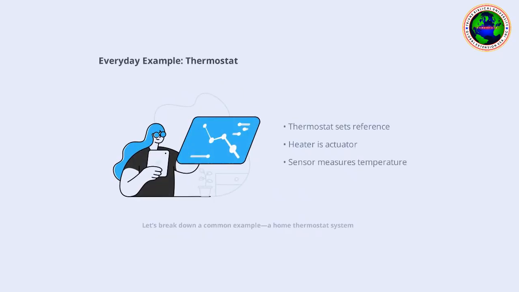Let's break down a common example: a home thermostat system. The thermostat lets you set your desired temperature, which becomes the reference for the system. The heater acts as the actuator, the room is the plant, and the thermometer is the sensor. The control system works by continuously measuring the room temperature and adjusting the heater to maintain your set point.